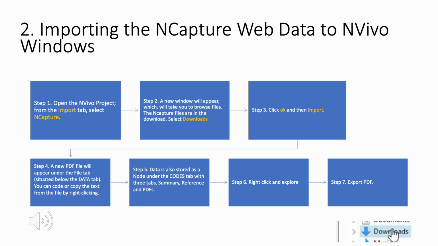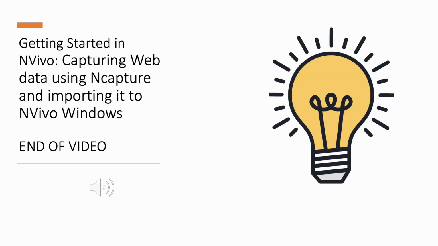These are the 7 steps which, if you follow, you would be able to import and capture data from your download folder to your NVivo project. This is the end of capturing web data using NCapture and importing it to NVivo 12 Windows.